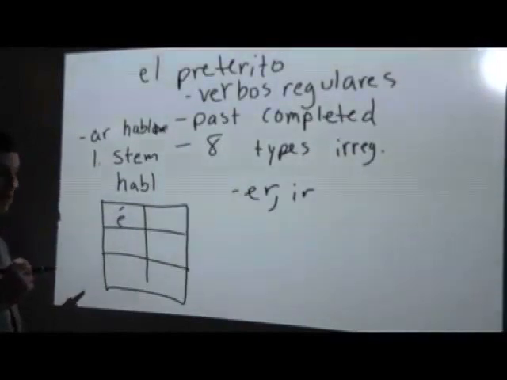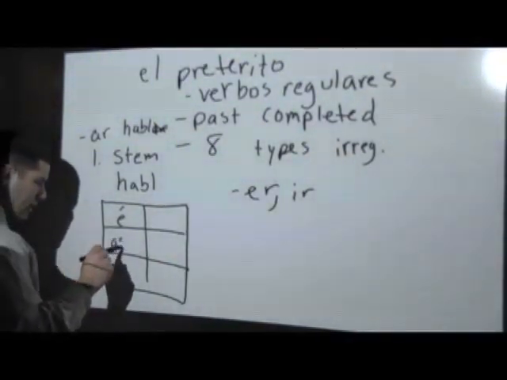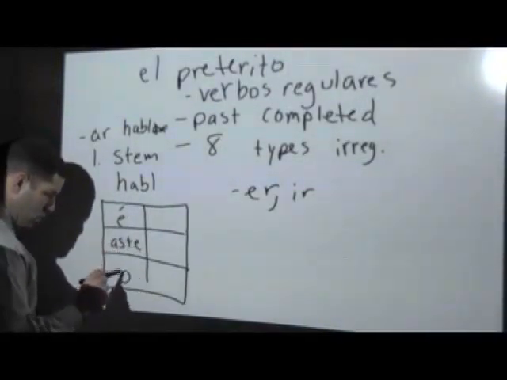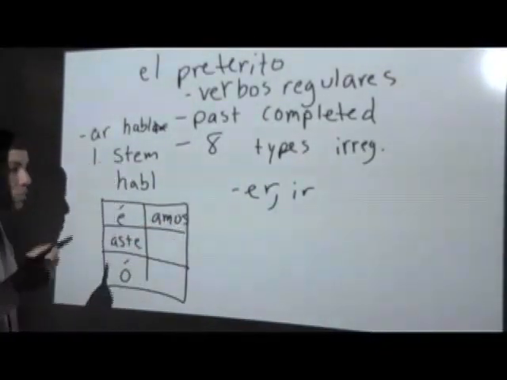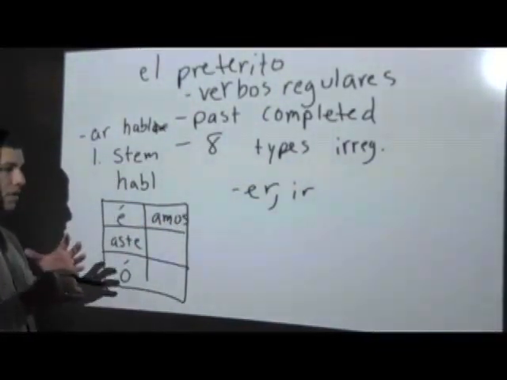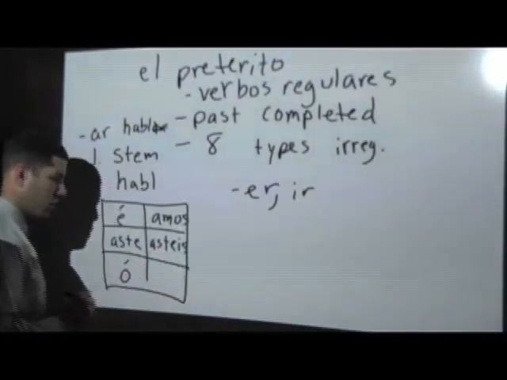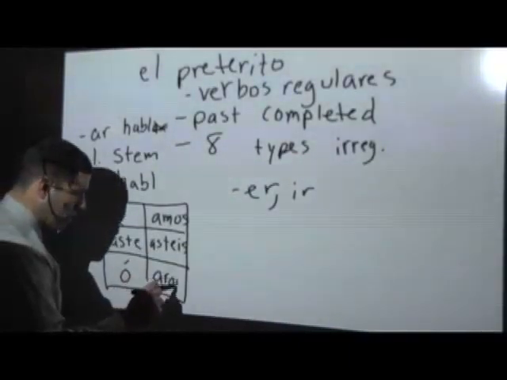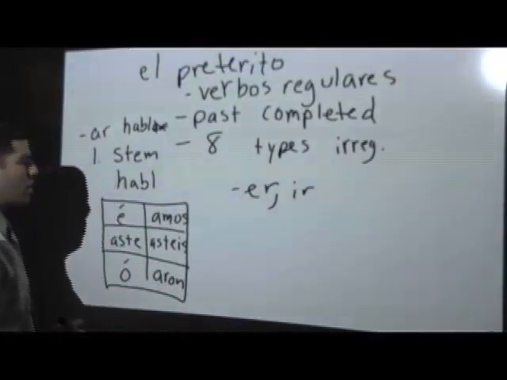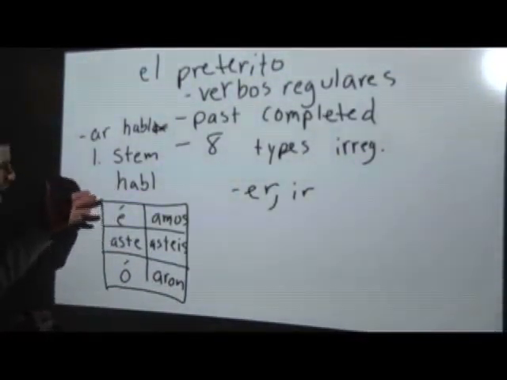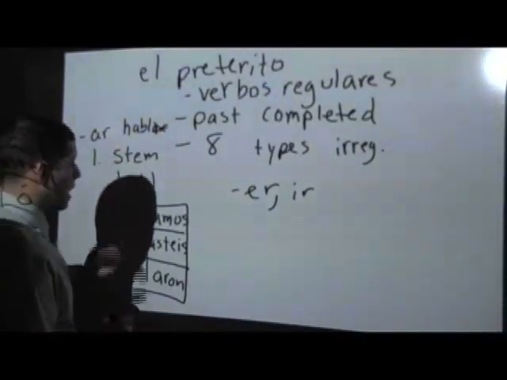Hablé, con acento. There's an accent on a couple of these forms, so heads up on that. Aste. Ó, con acento. Amos is actually the same as the present tense, so you've got to be careful of the context there. Asteis, the vosotros form. And then aron. So, hablé, hablaste, habló, hablamos, hablasteis, hablaron. Those are all the past forms. So, yo hablé, I talked. Tú hablaste, you talked. All right, so those are ARs.